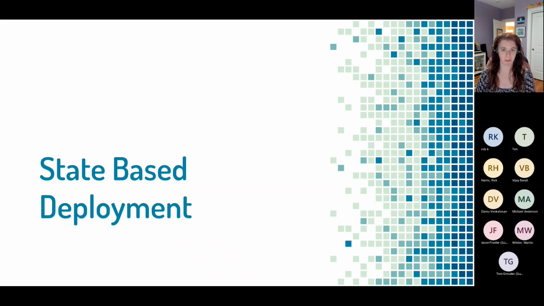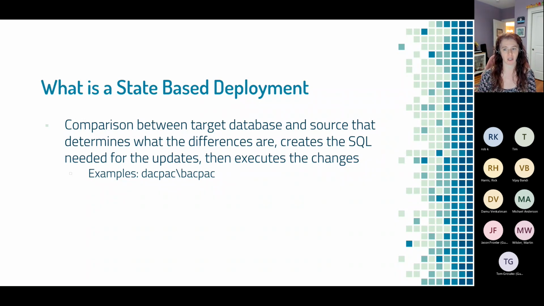State-based works a little bit differently. It's really about a comparison between the target database and the source database. It may not be a source database, but whatever your source is, that determines what the differences are, and that will create the SQL that you need for the updates and execute the changes. The most common example I can think of for this is DACPACs. That's also why I'm not saying source database, because it may not necessarily be a database that you're using as your source. We'll talk more about DACPACs and BACPACs, but DACPAC stands for Data-tier Application Package. I don't remember what the B stands for, but it's similar to the DACPAC, except it actually has data in it as well. We'll go into this later, but that's the biggest example I can think of for state-based deployment.